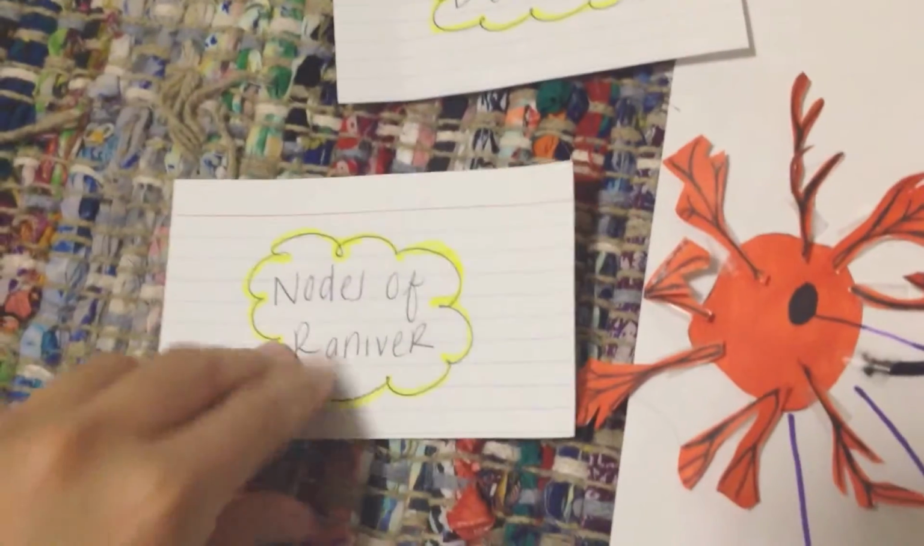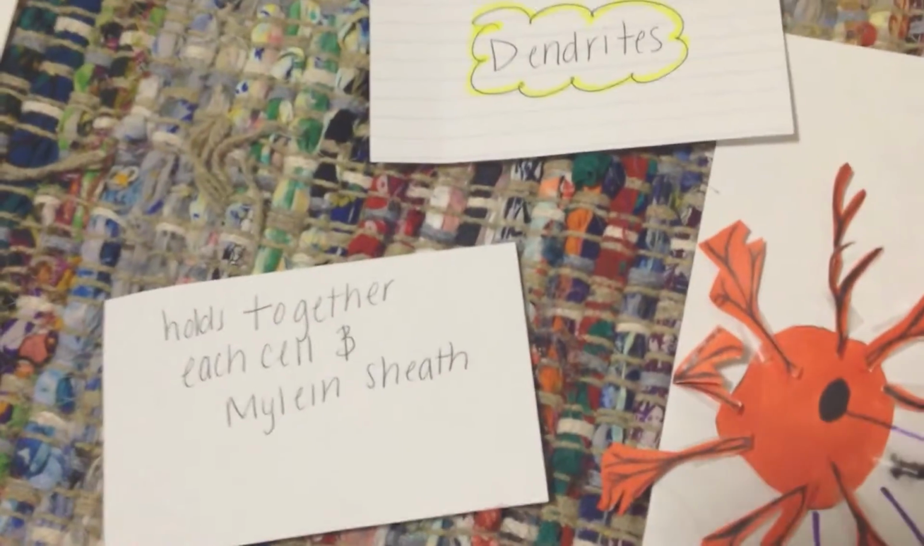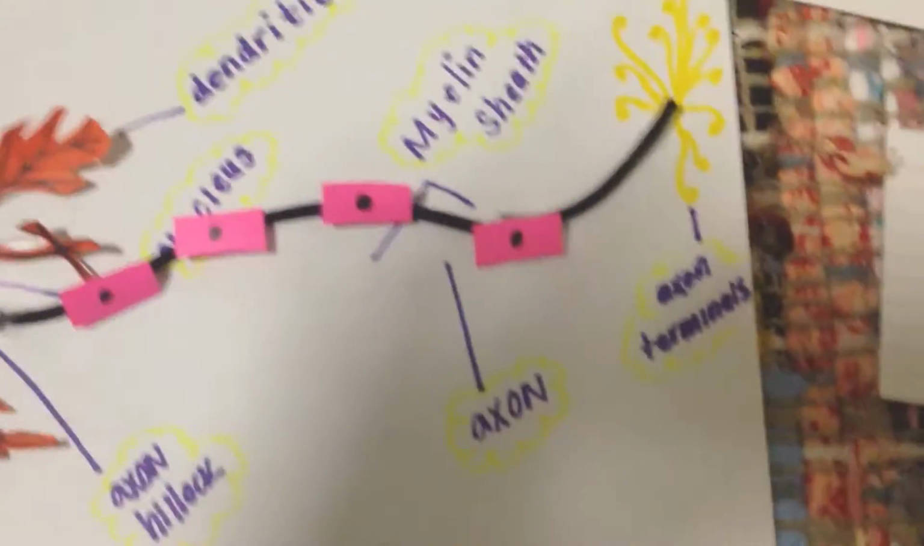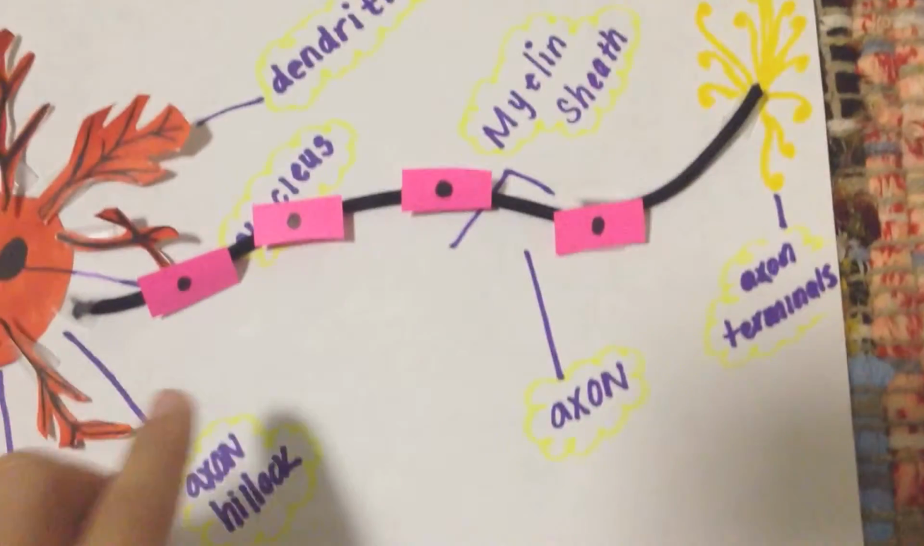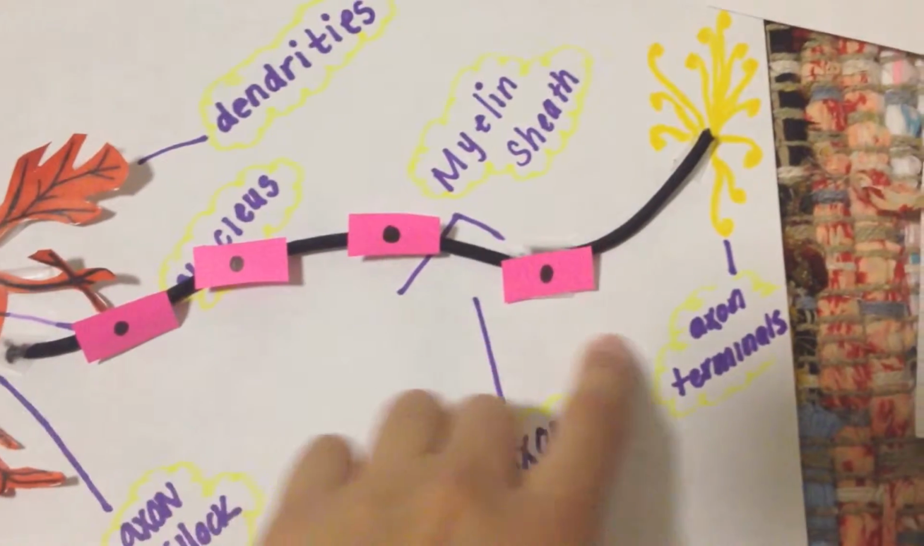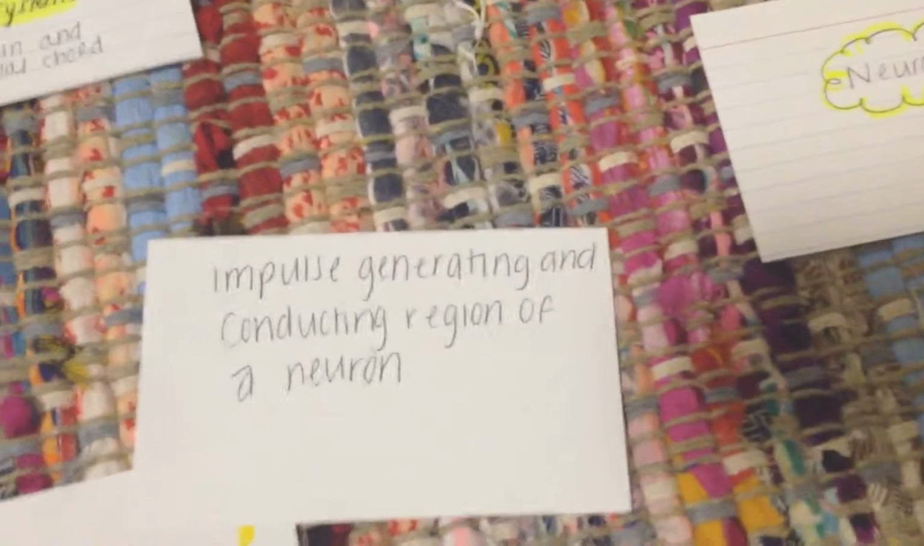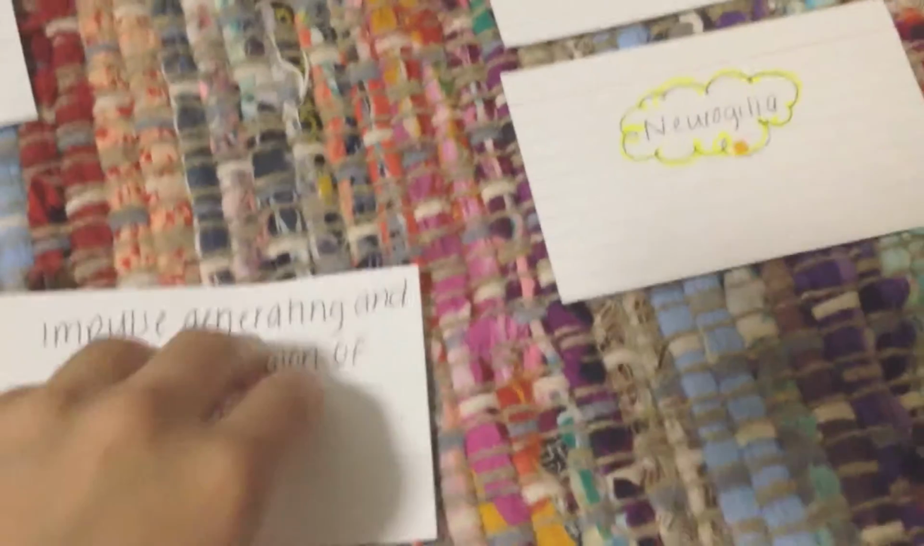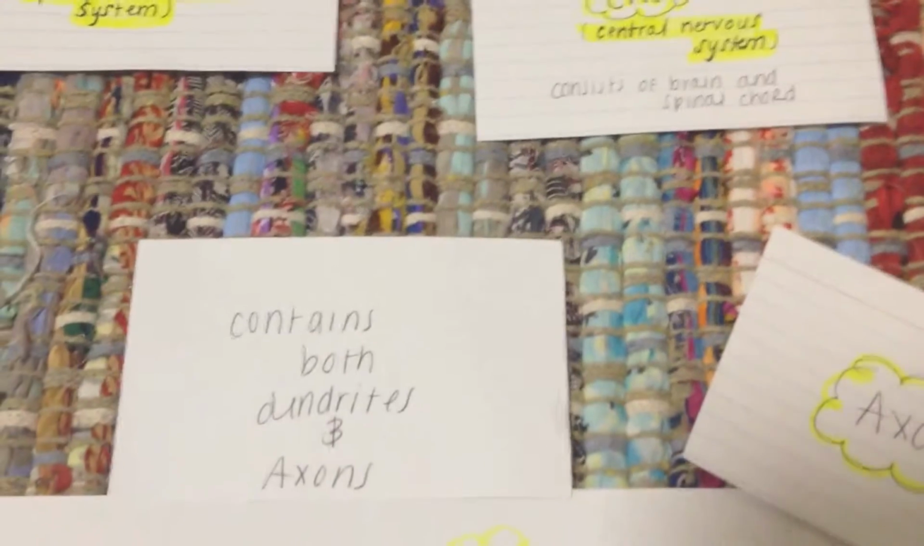Nodes of Ranvier hold things together in the cell and myelin sheath. As you can see, there are all these right here. Here we have an axon, and an axon will be the impulse generating and conducting region of a neuron. A neuron will be composed of dendrites and axons.